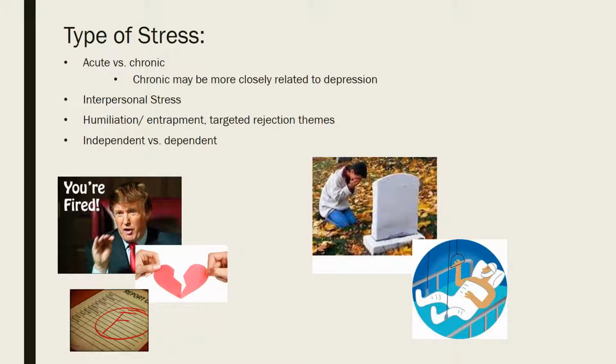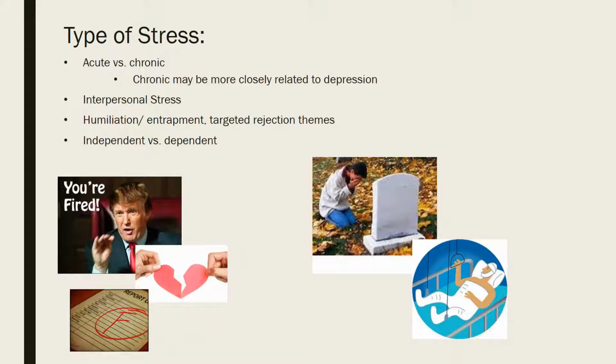And then independent versus dependent stressors. So we have some pictures on the bottom there. Dependent stressors are events that a person, at least in part, contributed to. For example, interpersonal events such as severe conflict or divorce. There's the broken heart down there. Or getting fired. There's our friend Donald Trump saying you're fired. Or failing out of school, getting an F. So these are things that you're definitely stressed out about, but you had a little part in.